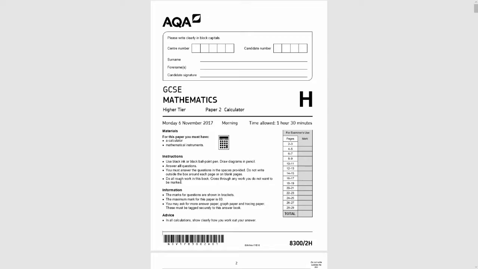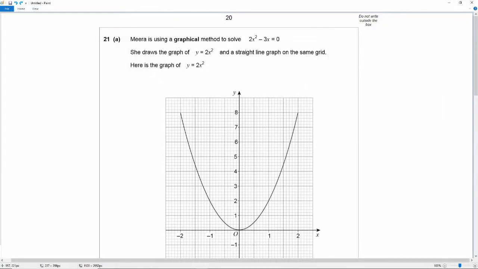This is the second paper in the higher tier. It's the November 2017 past papers. It is a calculator paper, so we are allowed to use calculators. And we pick it up in question 21.